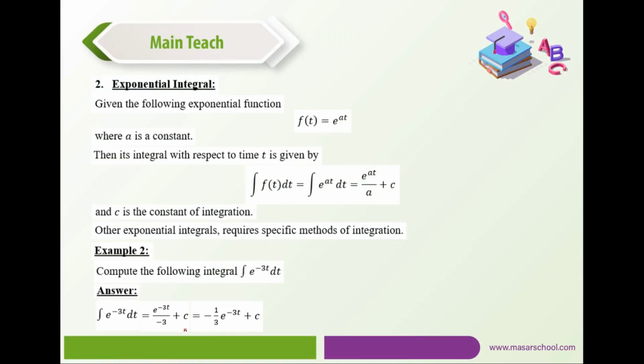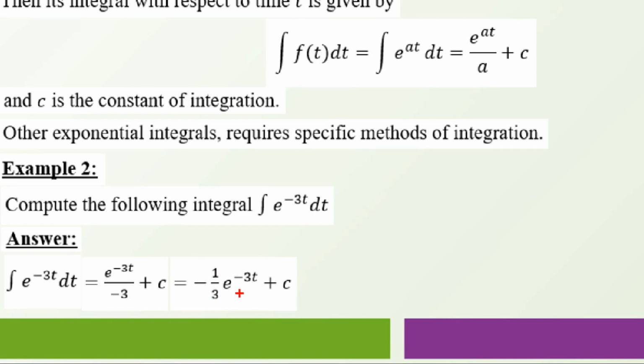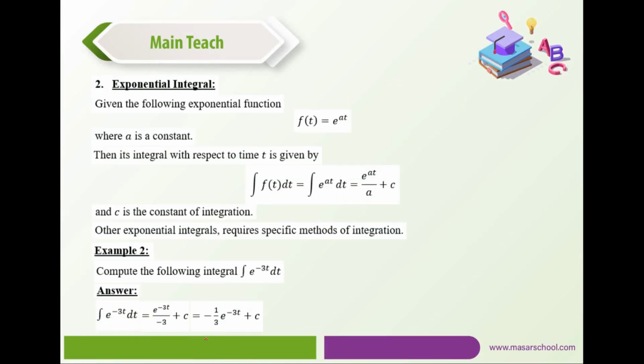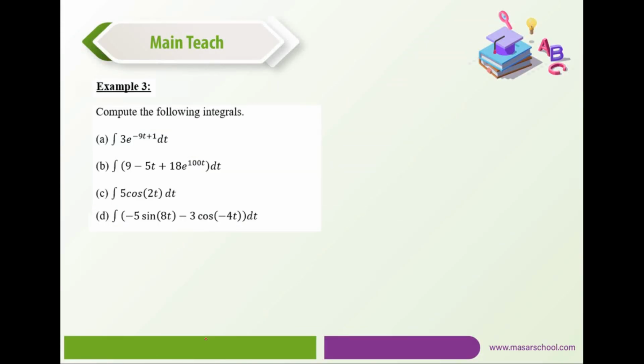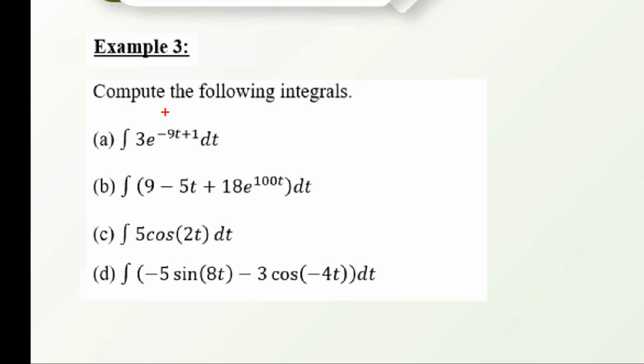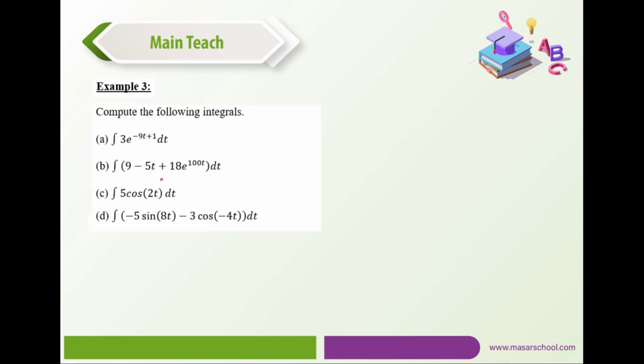And another representation would be negative 1 over 3 multiplied by the exponential function. Now example 3, compute the following integrals a, b, c, and d. You can notice that in part A, it's given in the form of at plus b, the inner function, and we're going to see how to handle this via the previous rule. So let's start with example 3, part A.